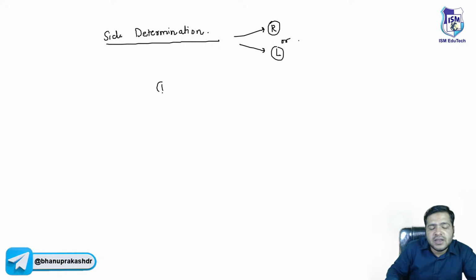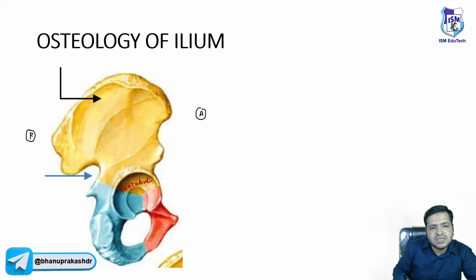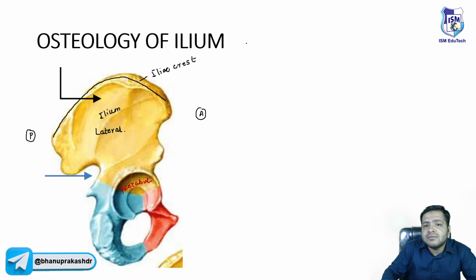The very first point that you have to remember is the iliac crest. I will come to these points, no need to worry. The iliac crest is always present above. Beta, look, this is the anterior side and this is the posterior side, and this is the lateral view. The upper part of the ilium is called the iliac crest.